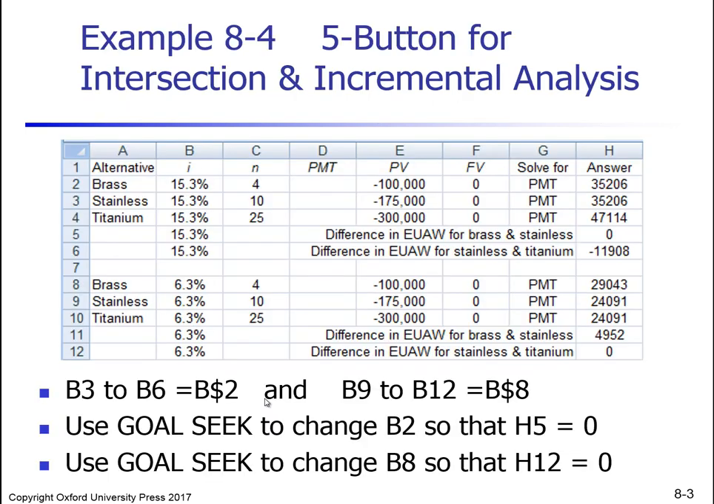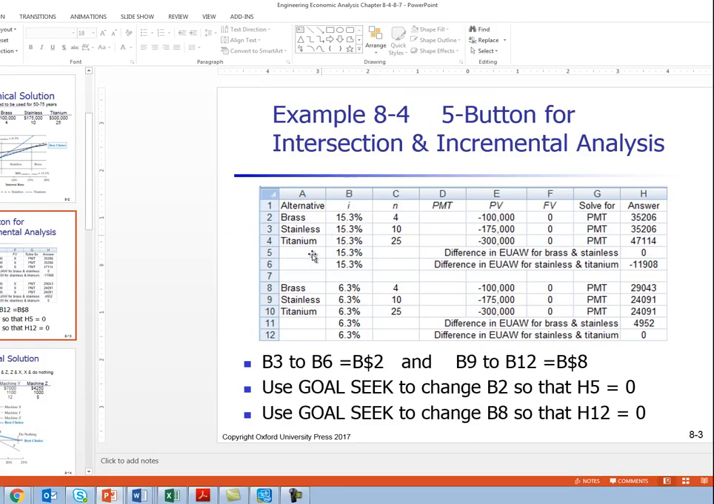And so what we can do is we can actually use Excel for that. And so in Excel, what we're going to do is put in our useful life, N. We're putting in our present value as a negative number. There's no future value. We're not going to get any salvage value out of this. And then we're going to use the PMT tool in order to figure out at what interest rate we see the difference between the EUAWs go to 0. And we're going to use goal seek.